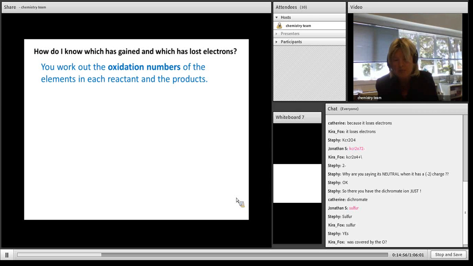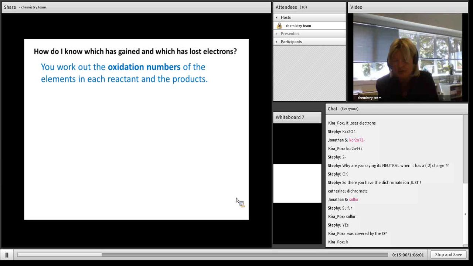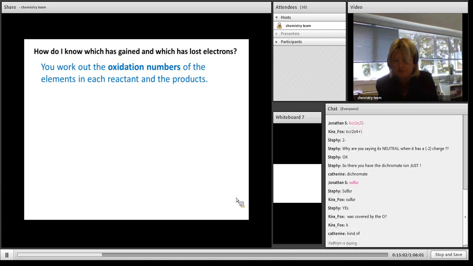Now, who remembers oxidation numbers from last year? Okay, some of you do. Okay, kind of. Okay. Because, as I say, if you just look at the species, it doesn't give you necessarily the right answer. What will always give you the right answer is if you work out the oxidation numbers. So what is an oxidation number?